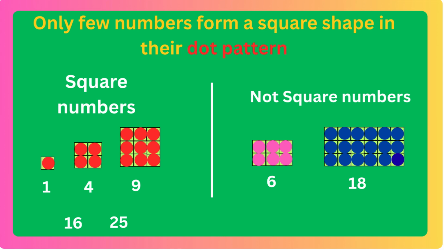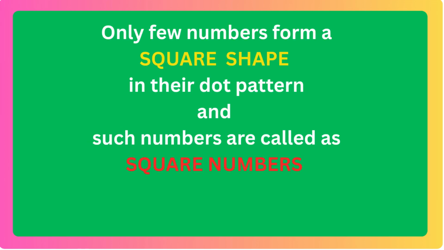So, did you understand the relation between the square number and the square pattern or square shape? Only a few numbers can be arranged in the square shape in their dot pattern. Such numbers are called square numbers. Examples here are 1, 4, 9, 16, 25. Can you guess the next square? 6 sixes are 36. Can you guess the next square after 36? 7 sevens are 49.